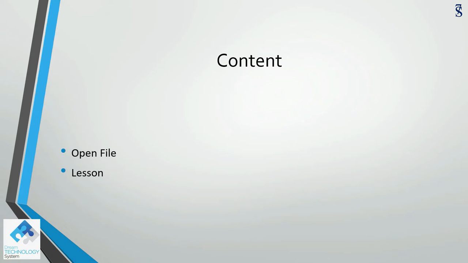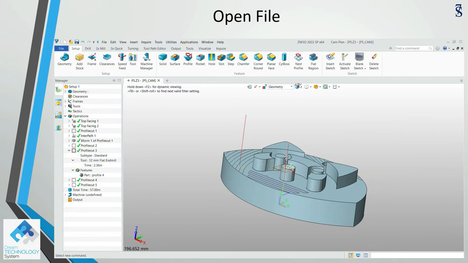As usual, we need to open the previous lesson file and continue what we're going to learn today. This is the result of the previous lesson. We have modified the previous operation to have a better rough out. So today we're going to do the final rough out for the eyes area.